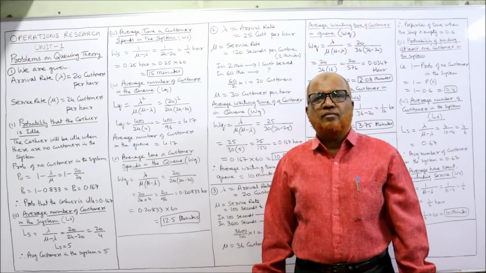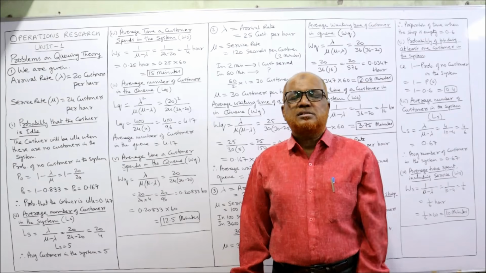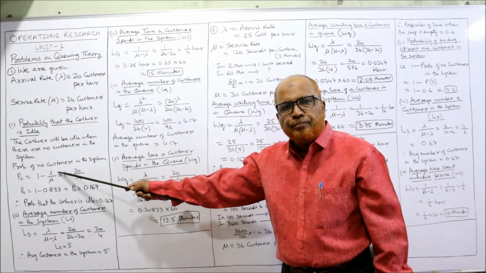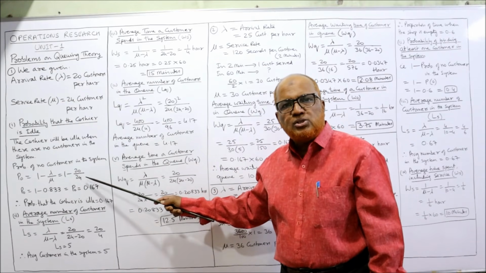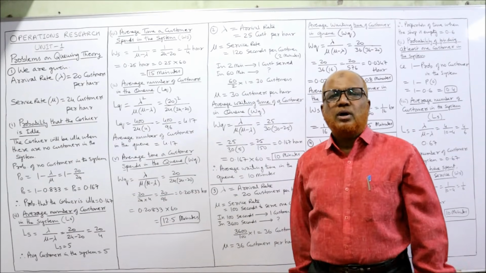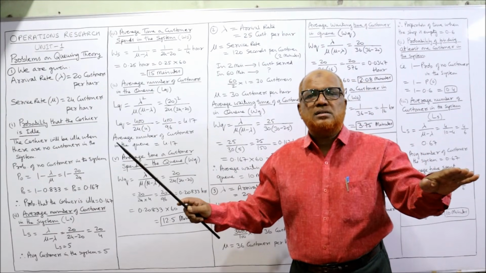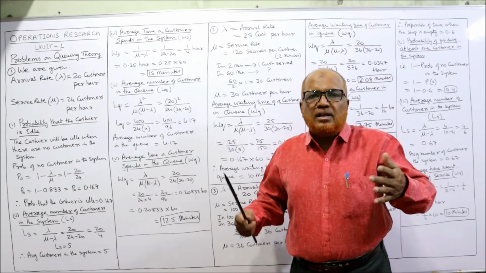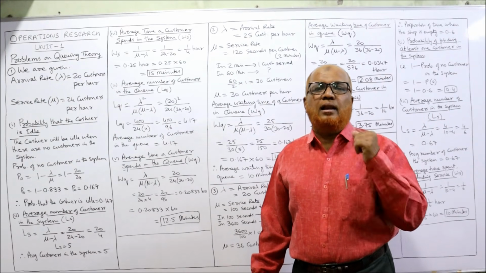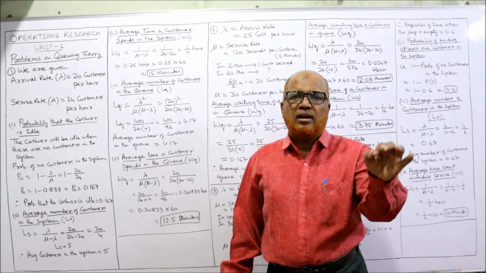In the previous video I have given the formula P0. P0 stands for the probability that there are no customers in the whole system. The formula for P0 is 1 minus lambda by mu. So 1 minus 20 by 24, which is 1 minus 0.833. That comes to 0.167. 0.167 is the probability that there are no customers in the whole system. When there are no customers in the whole system, the cashier will remain idle. So 0.167 is the probability that the cashier will remain idle.